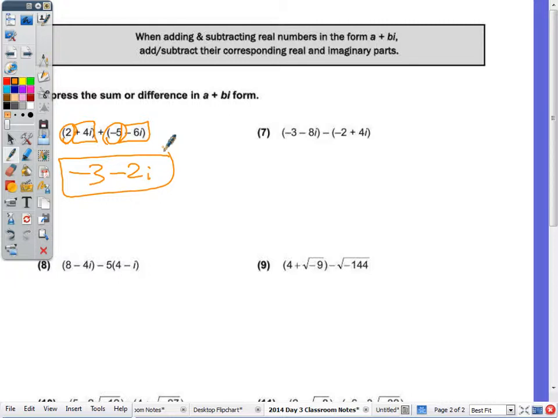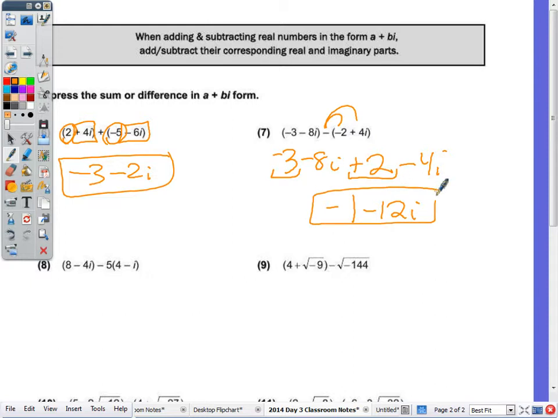Now with the next one, with addition, you can combine straight through parentheses. When it's subtraction, just like with polynomials at the beginning of the year, you have to distribute the negative. So this is really negative 3 minus 8i, negative times negative plus 2 minus 4i. So combining the two real numbers, negative 1, and negative 8i minus 4i is negative 12i. Questions?